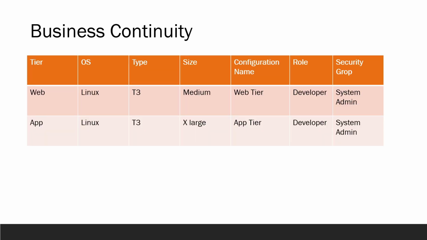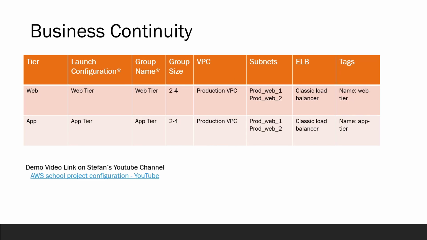Next, for business continuity, I use Linux OS, type T3, and XLarge for the apps. The configuration is web tier, app tier, and the role is developer, and for the security groups I use the admin group. Here is also the same. I use a VPC for production and deployment, and to illustrate load balancing, I use the classic load balancer.